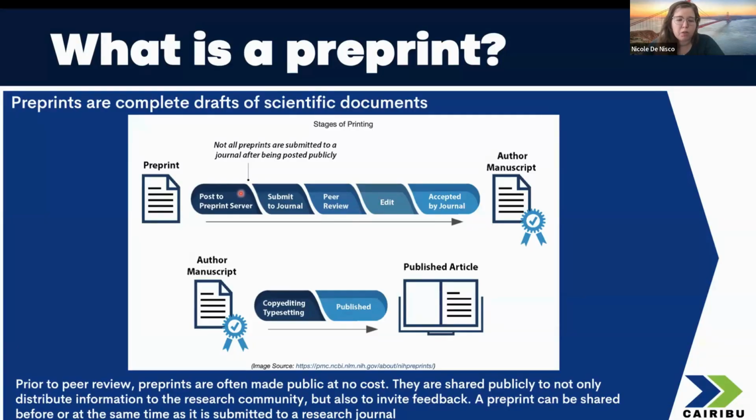Preprints are useful because they can be made available to the public at no cost. So they can be a way to distribute information to the research community. But also, a lot of preprint servers have a function where people in the community can provide feedback, so it's a way to get feedback too sometimes. And again, this preprint can be shared either before it's submitted to a research journal or at the same time. So this is overall what a preprint is.